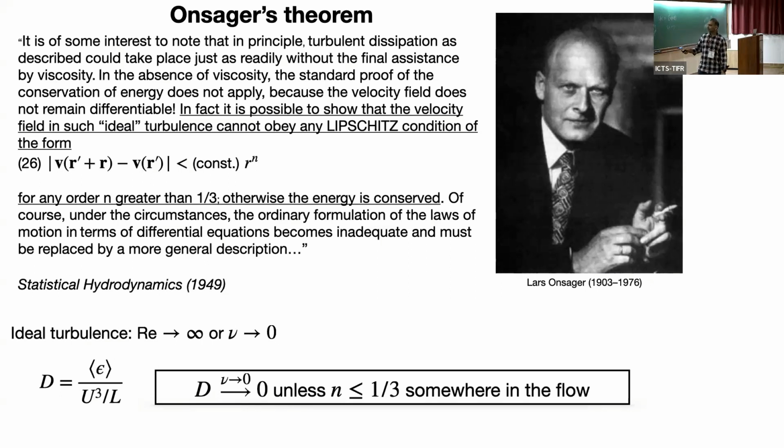What this means, the upshot, is that this normalized dissipation goes to 0 as viscosity goes to 0 or Reynolds number goes to infinity, unless this local Holder exponent is less than or equal to 1/3 at some place in the flow. In other words, if the local Holder exponent is greater than 1/3 everywhere, then the mean dissipation must vanish. So the goal here is to attack this problem using the scaling exponents now, because so far everyone has been looking at just the mean dissipation and studying its trends with Reynolds number. So we are doing something different.